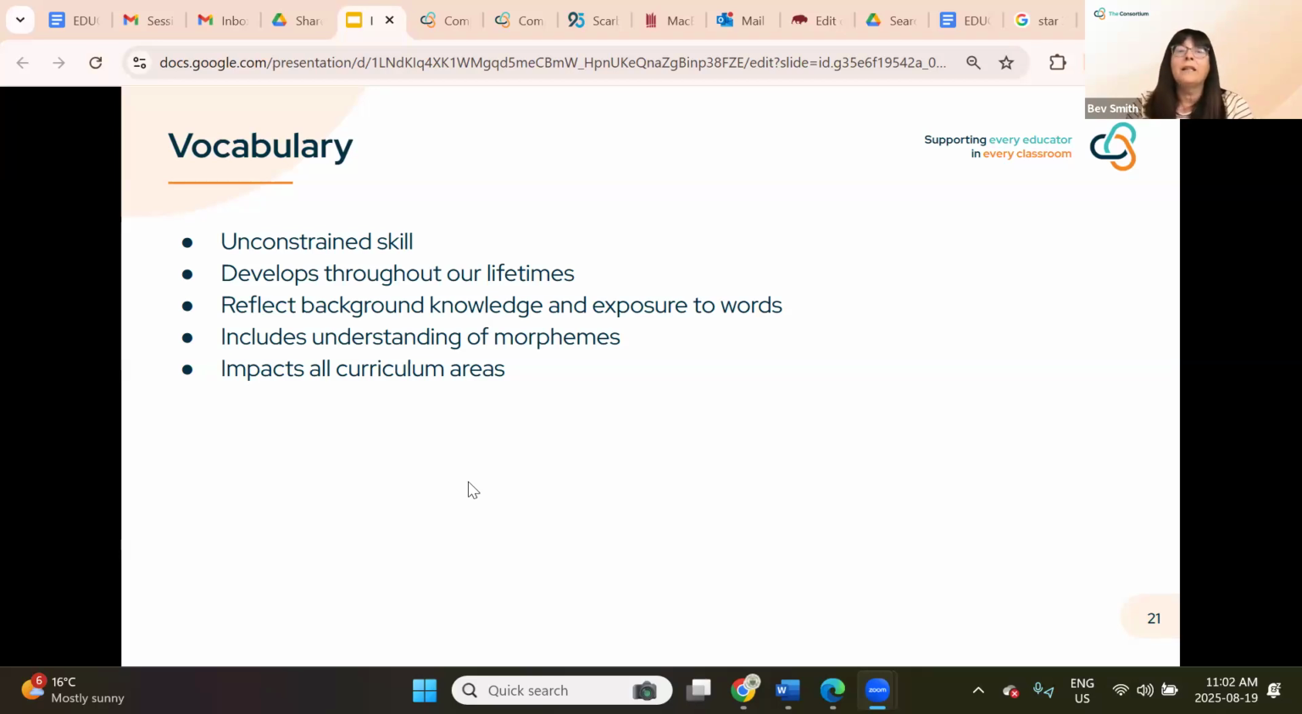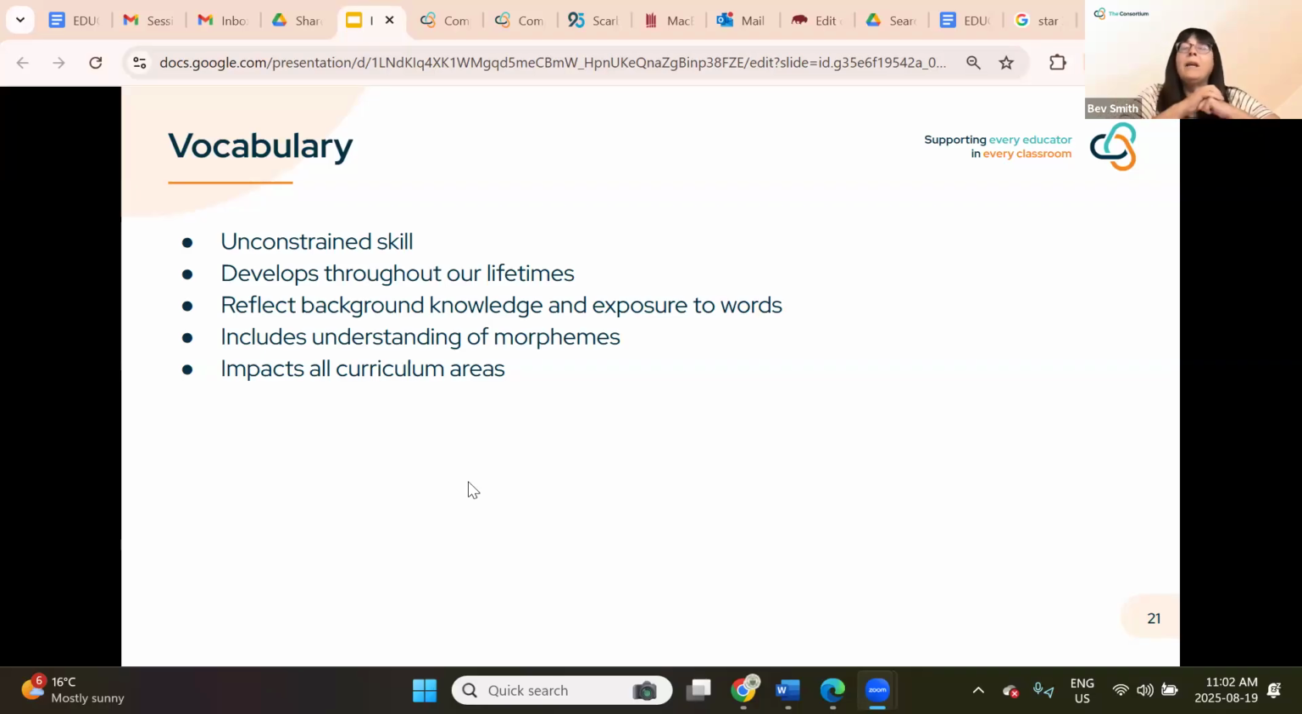It's also very reflective of our background knowledge and our exposure to words. When I think of second language learners, or even our own students, if they've never been to a zoo, the knowledge that they're going to need for words like zookeeper, feeding times, all of those things might be new to them. So it depends on what we already know about that topic.